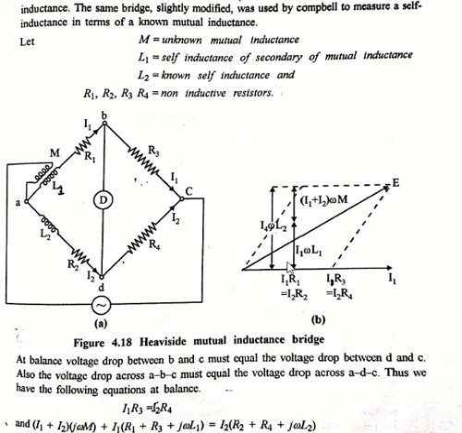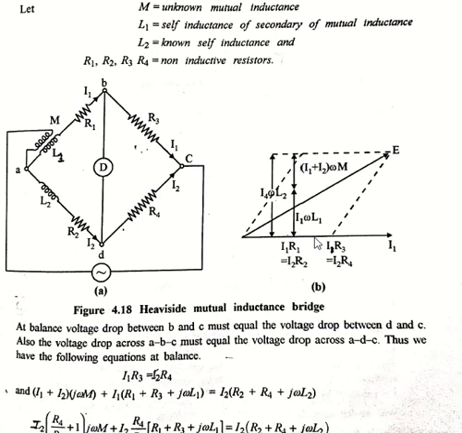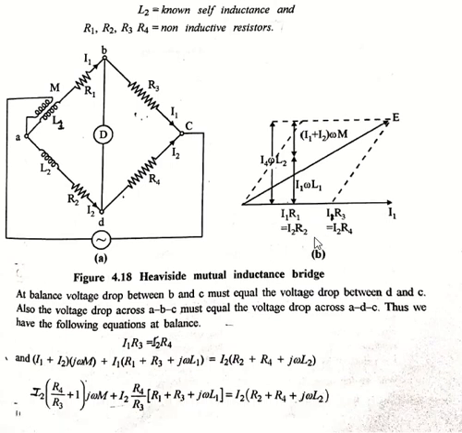For finding V1, from this 90-degree lead we have I1 omega L1. In the same phase we have (I1 plus I2) omega M, where M is the mutual inductance. So this point is our V1 and this point is V3. The resultant of V1 and V3 gives us E. The vector diagram of this is very easy.